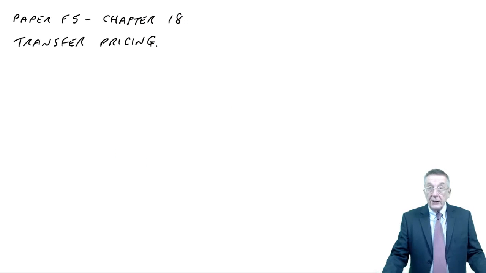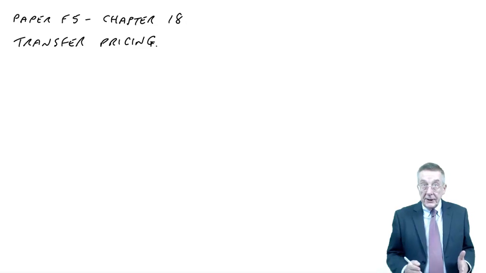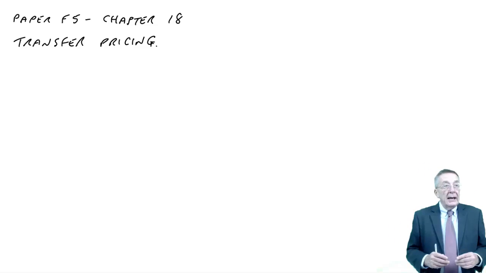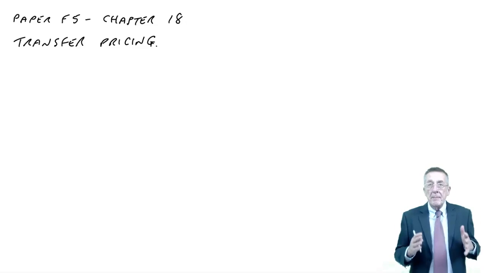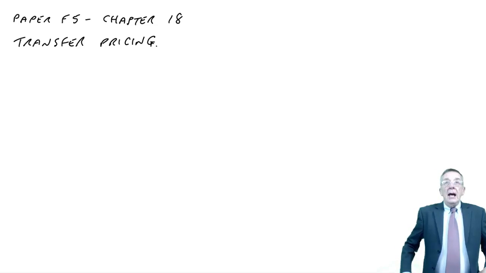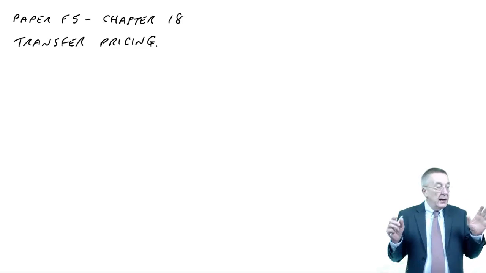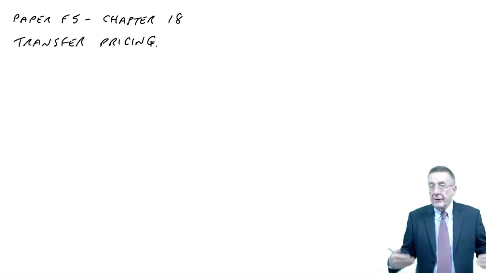This lecture is on Chapter 18 of the Paper F5 lecture notes, and it's on transfer pricing. And this relates to divisionalisation. In the last lecture, I explained what we meant by divisionalising, and the idea that each division operated as though it was a separate company, so that we could make them profit accountable.